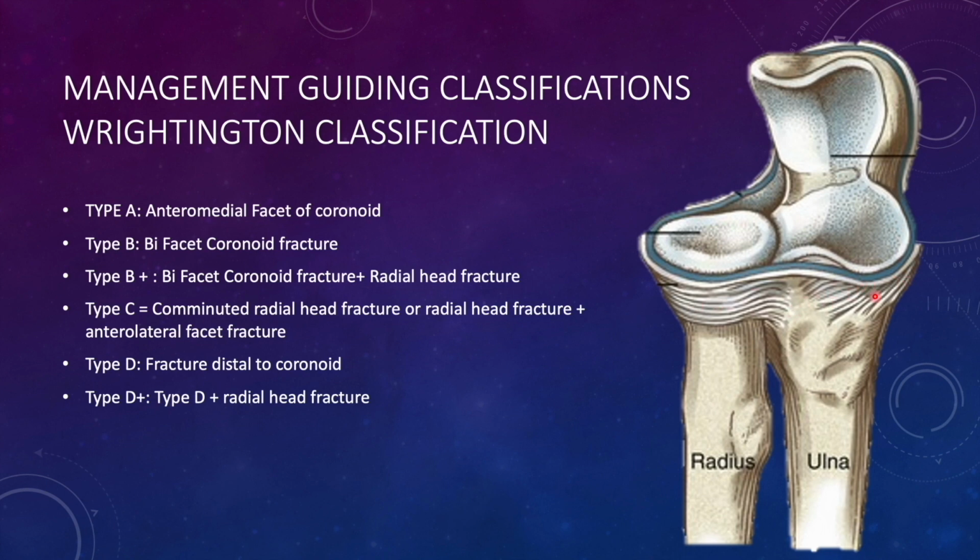like we fix the proximal ulnar fractures using plates. And in type D+, there is fracture of the proximal ulna just distal to the coronoid along with the fracture of the radial head. Just kind of Monteggia fracture dislocation we had discussed.